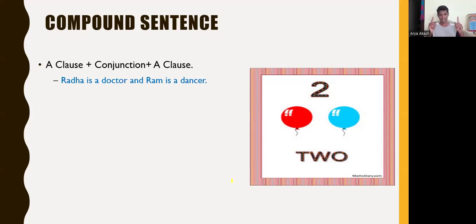So in this one sentence, in this one statement, we are expressing two things. That means we are talking about two people, that is Radha and Ram.